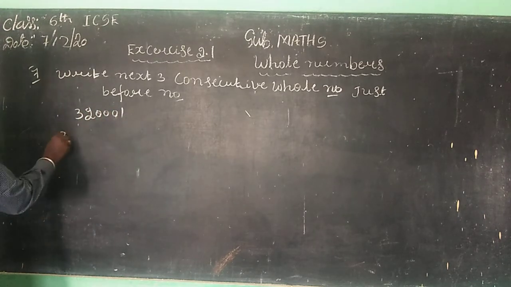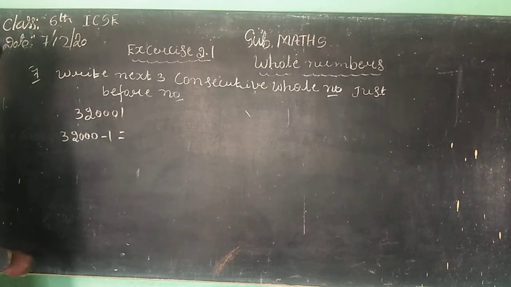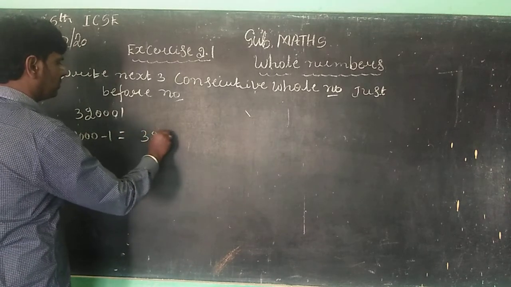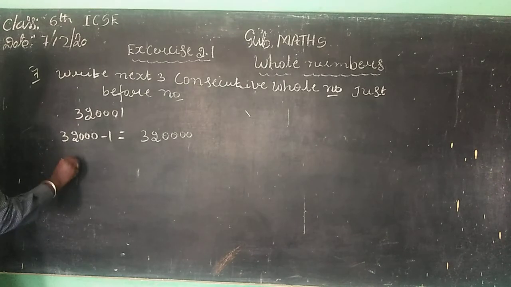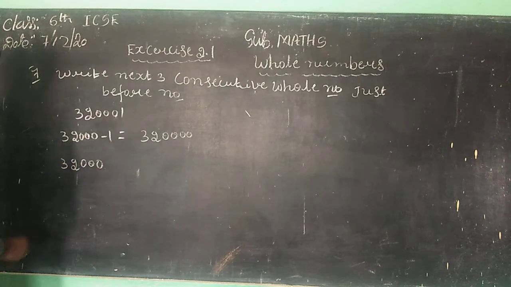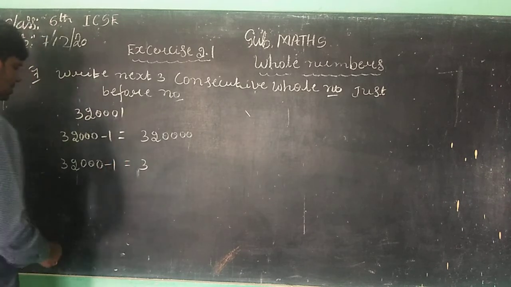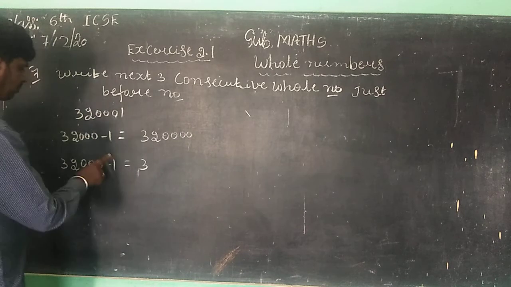We want to subtract 1. Minus 1 is... How can we make this one also? 3200. Next number we want to take, 3200 minus 1 is equal to. Children, now we want to write this one also. How can we represent it?